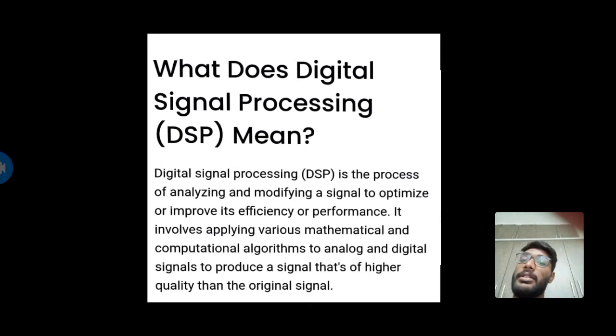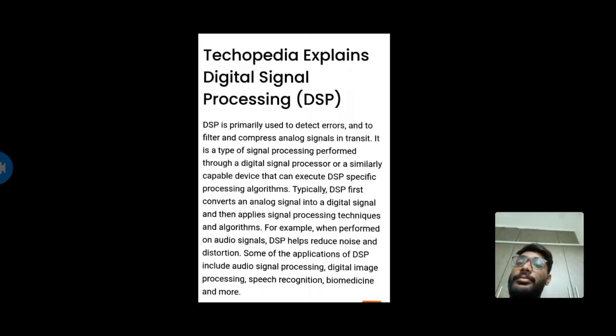What does digital signal processing mean? Digital signal processing (DSP) is a process of analyzing and modifying a signal to optimize or improve its efficiency or performance. It involves applying various mathematical and computational algorithms to analog and digital signals to produce a signal that is of higher quality than the original signal.